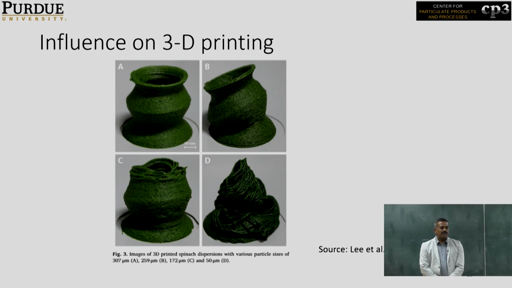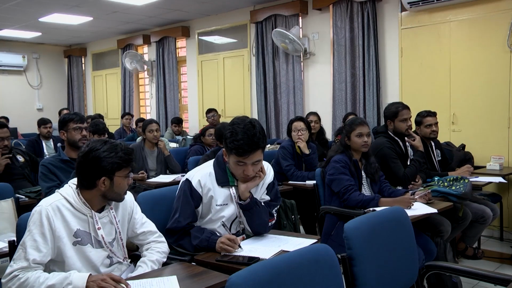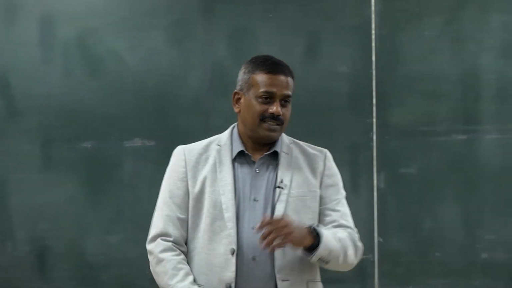We first prepare the ink. After that we have to design this type of part on AutoCAD or something like that. Oh, okay. After that we have to design. Okay. So it's just an example here. You know how particle size. This is printed spinach.